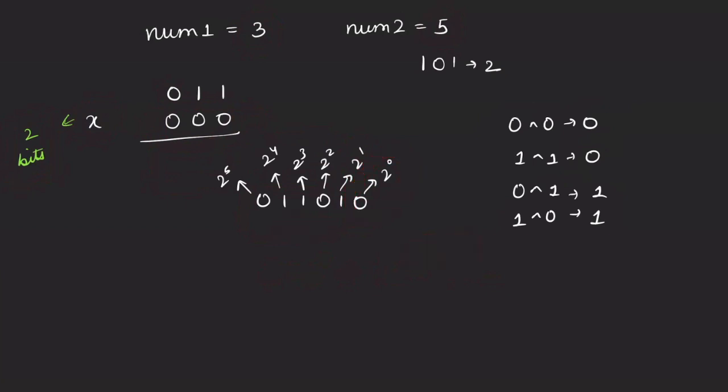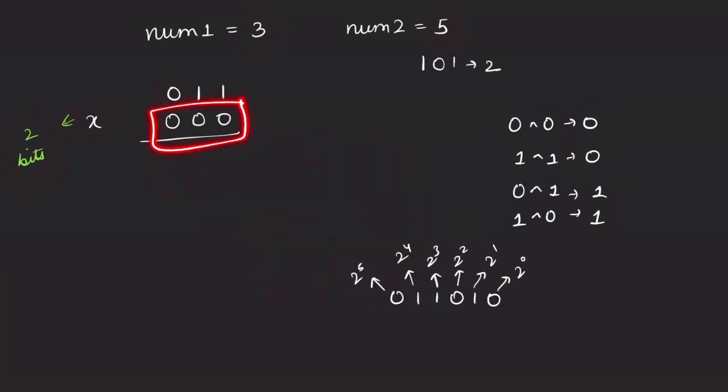As we move towards the left, the contribution increases because we have 2 to the power 1, 2 to the power 2, 2 to the power 3 and so on. So the bit on the far left has the highest contribution. As we move towards the left, the contribution increases. The bits towards the right have the least contribution. So we can say these are the least significant bits and these are the most significant bits.